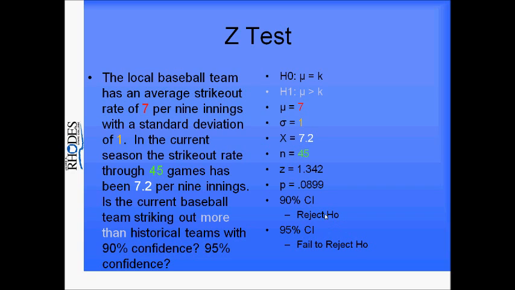So what you tell the baseball team is, with 90% confidence, you are striking out more. But with 95% confidence, you can't necessarily say that. You fail to reject that. So you see, it's a big difference knowing which confidence interval you choose.